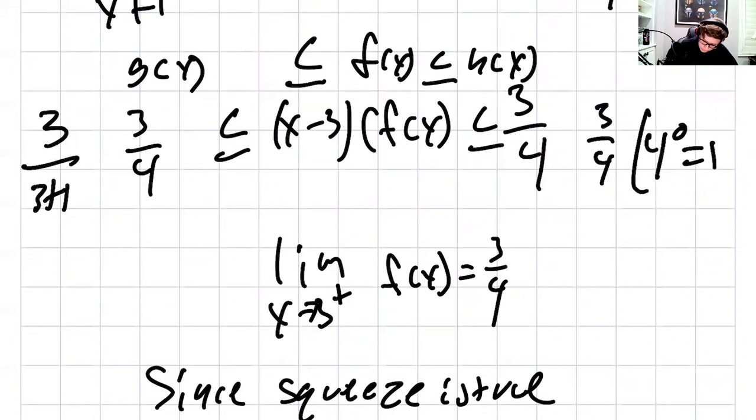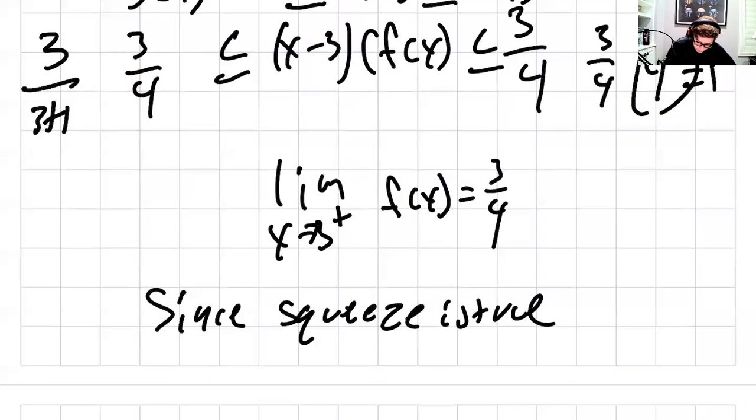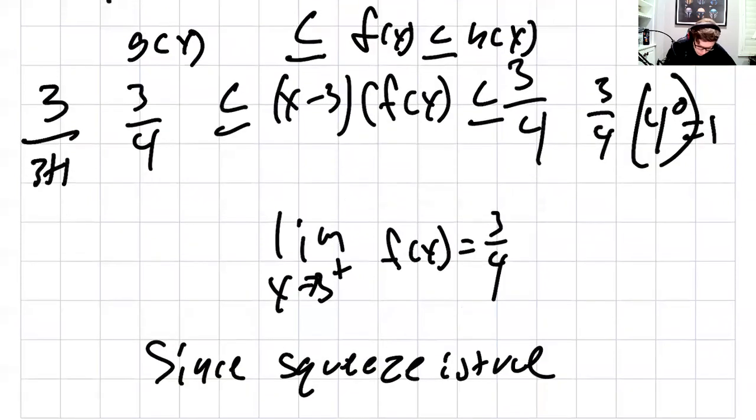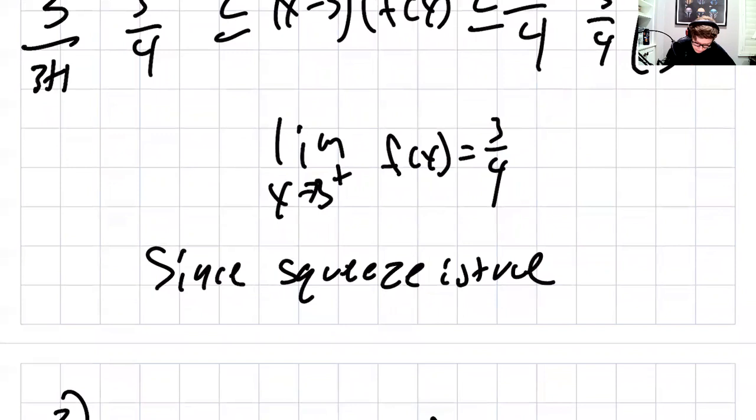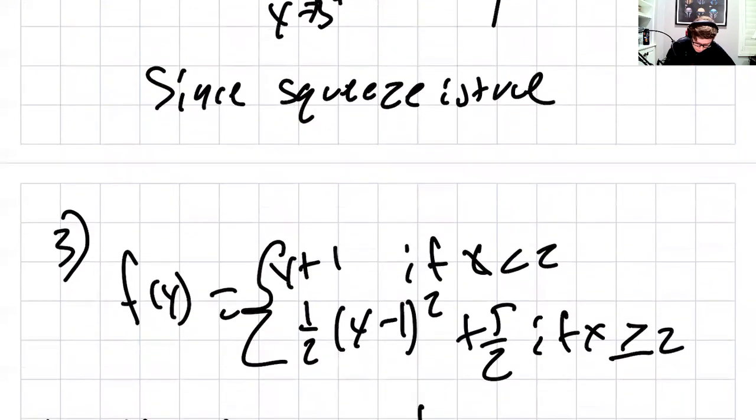So then you have 3/4 times 4 to the 0, which is equal to 3/4. So you end up with 3/4 is less than or equal to the limit of f of x, which is less than or equal to 3/4. So your limit as x goes to 3 from the right-hand side is 3/4, since the squeeze theorem applies.